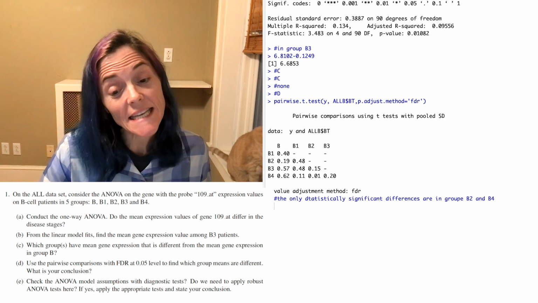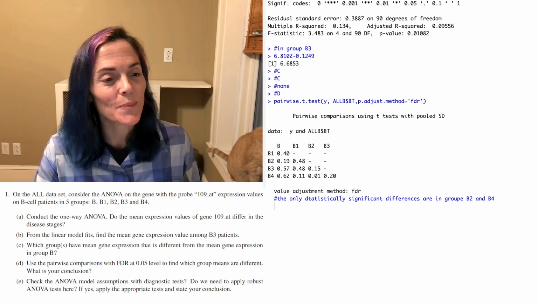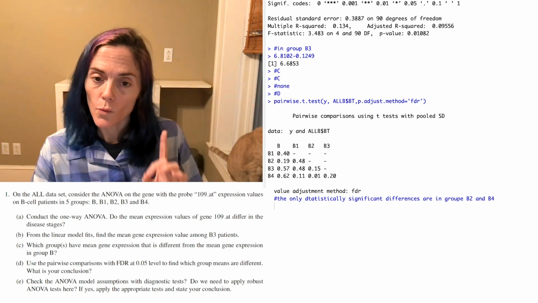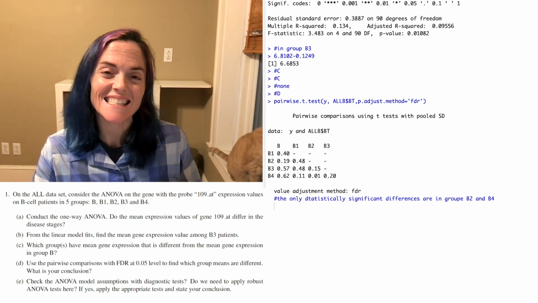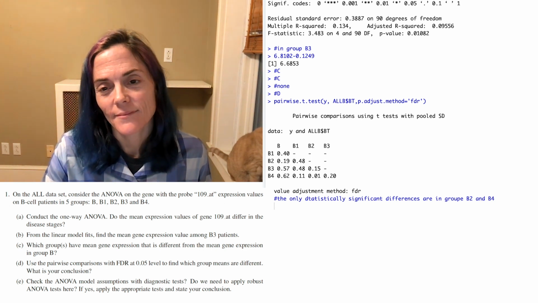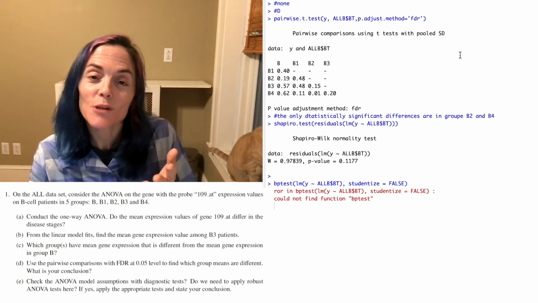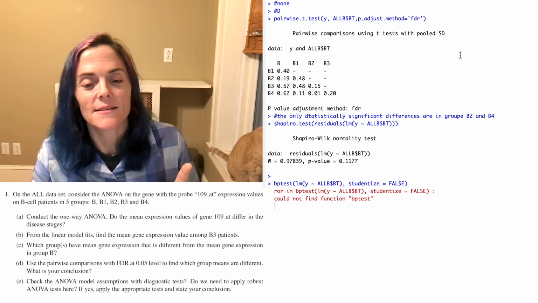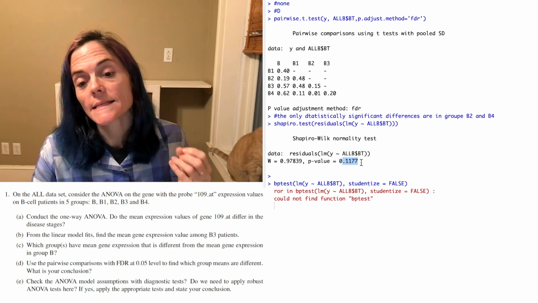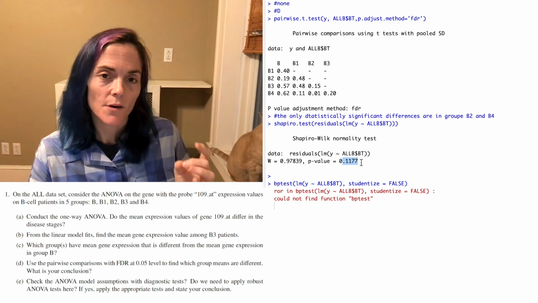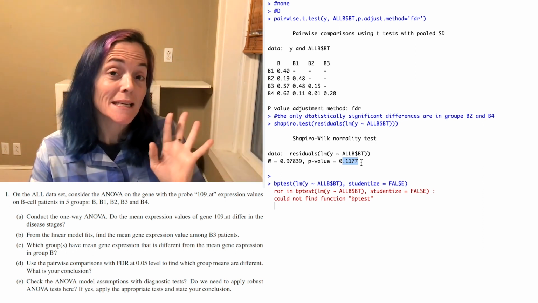Letter E, we want to check the ANOVA model assumptions with diagnostic tests. Do we need to apply robust tests here? Well, we can test for normality of the residuals. We can test for homoscedasticity as well. First of all, we will look at the Shapiro-Wilk test because I don't have an error there. Shapiro-Wilk test for normality, you notice my p-value, 0.1177. We would fail to reject the null. And so it seems reasonable that the residuals are normally distributed.